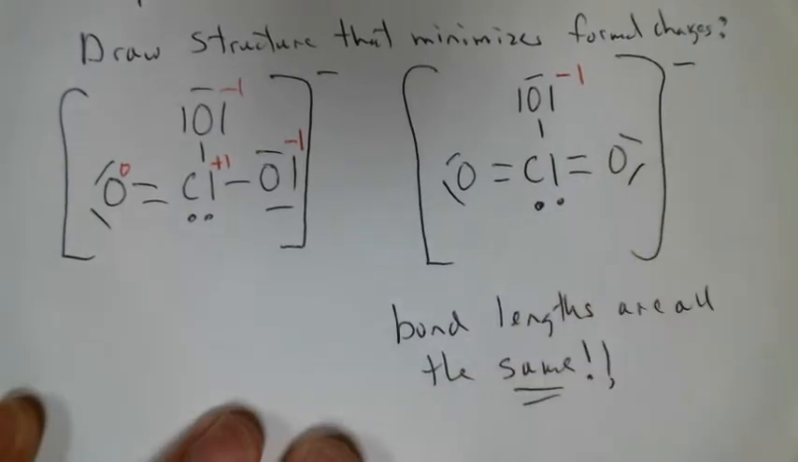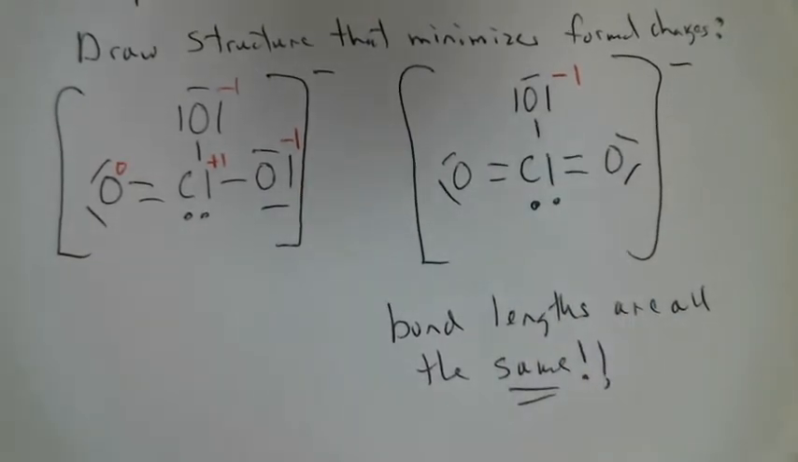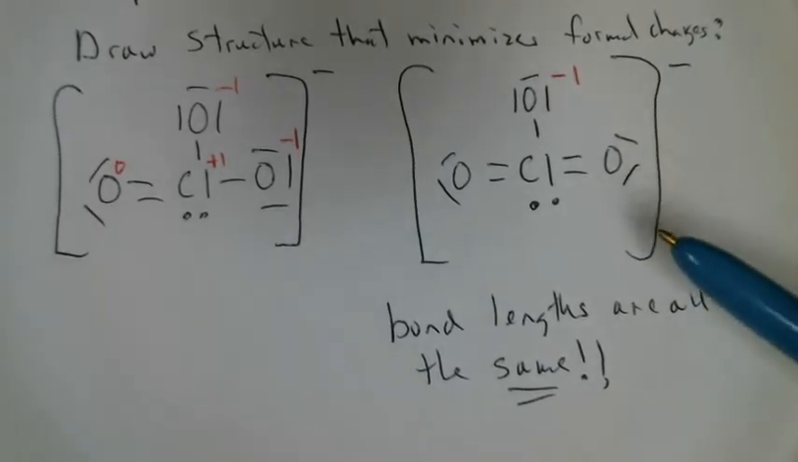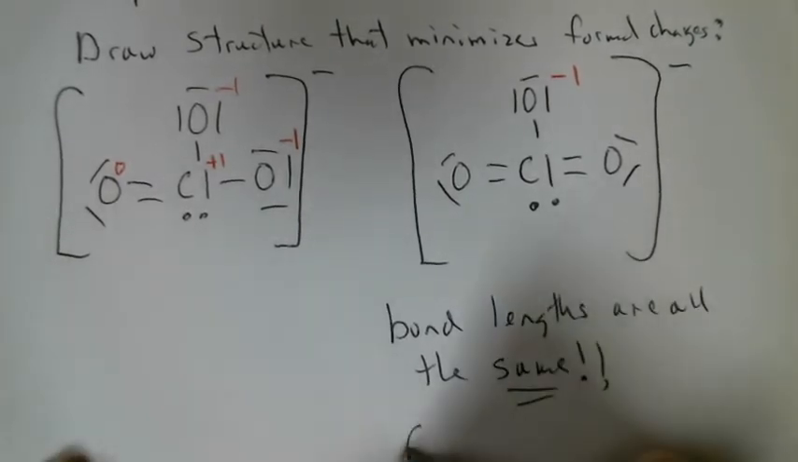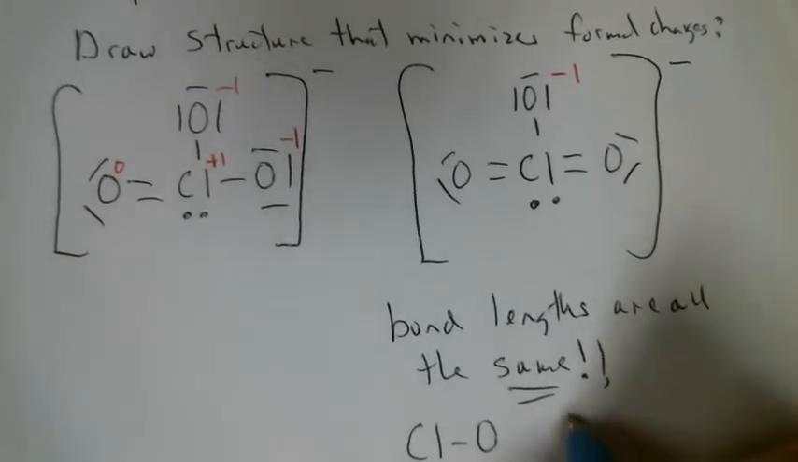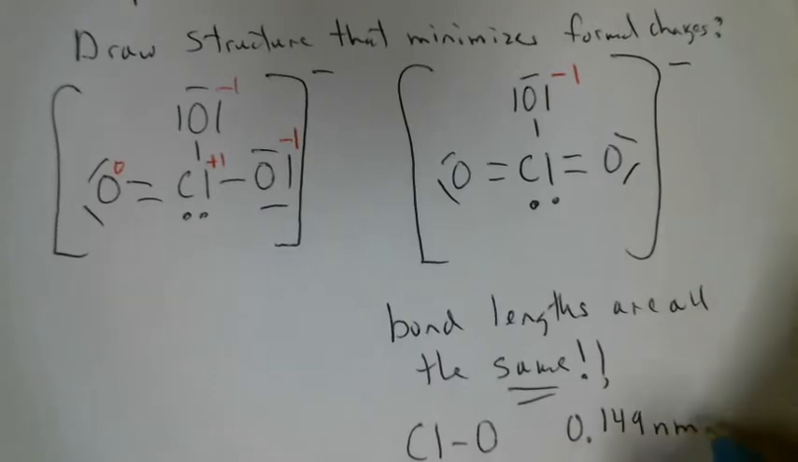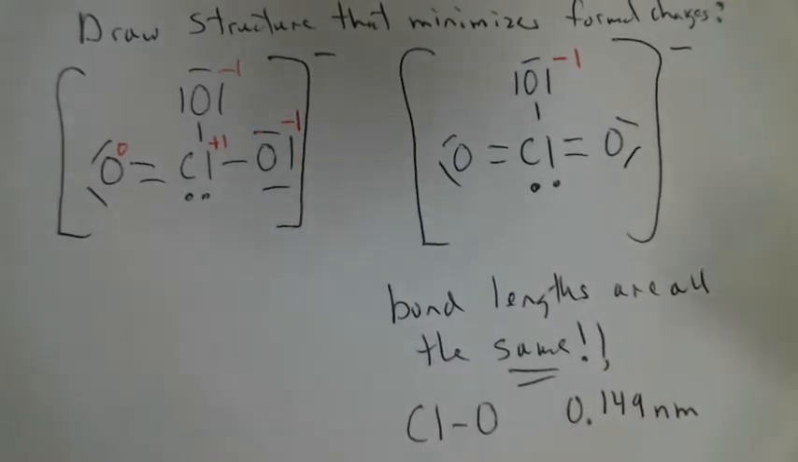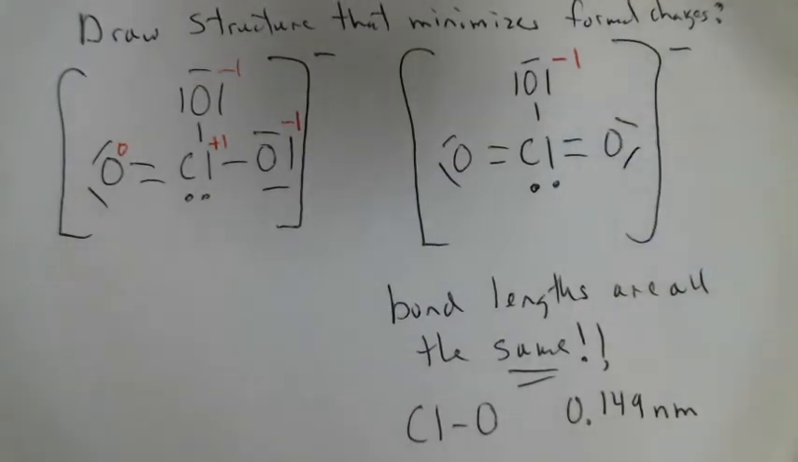It's a really important point here. So there aren't 2 different kinds of chlorine-oxygen bonds in it. Remember, the Lewis structure is not the structure of the molecule or polyatomic ion. In fact, when you look at the chlorine to oxygen bond, I even went and looked this up, it has a bond length of 0.149 nanometers, and they're all 3 the same. It's somewhere intermediate between a normal single bond and a double bond.